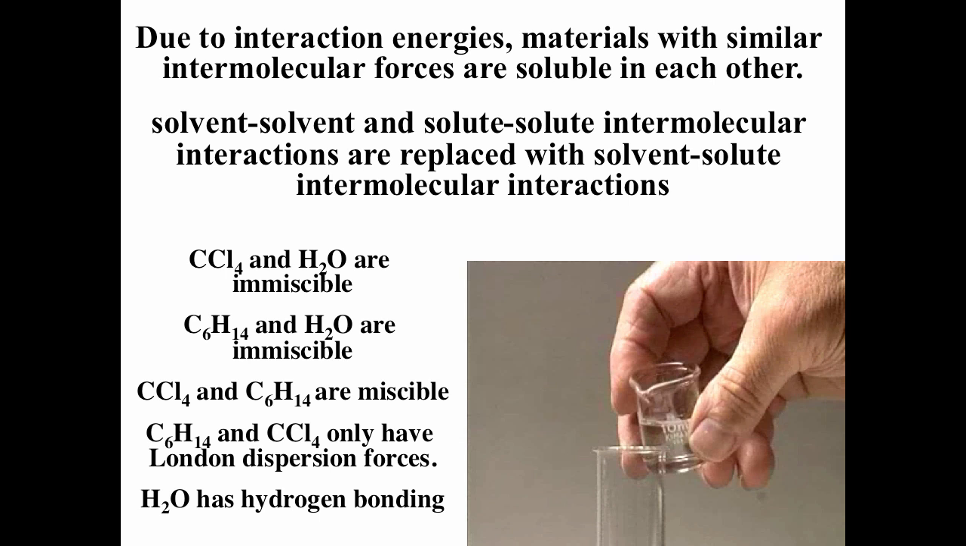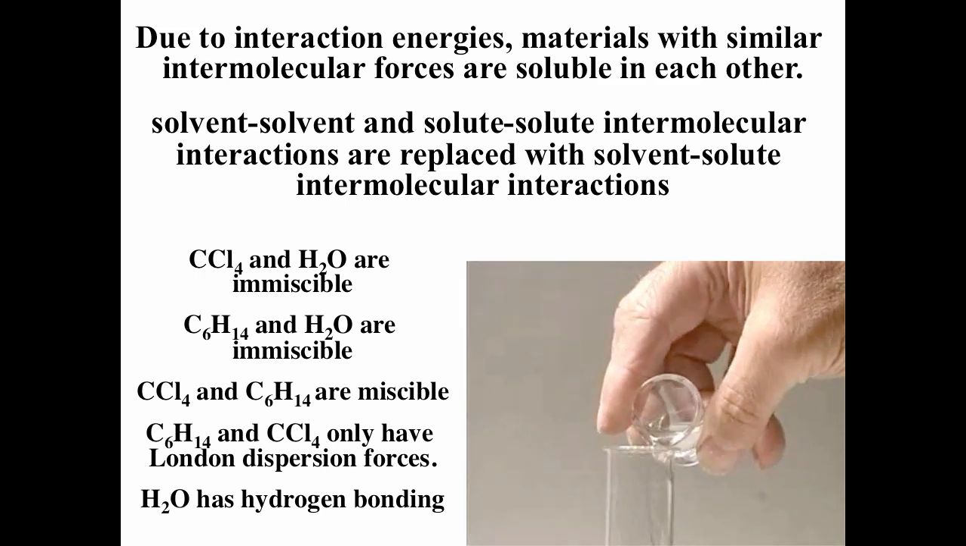And so carbon tetrachloride and water have very different intermolecular forces, and so they're immiscible. C6H14, which is hexane, and water have very different intermolecular forces, so they're immiscible. Carbon tetrachloride, CCl4, and hexane have very similar intermolecular forces, and so they are miscible.